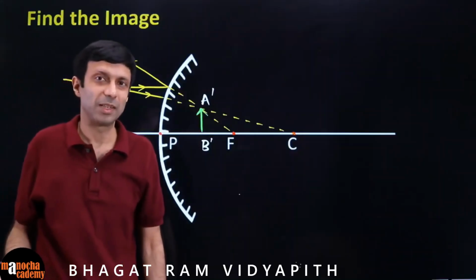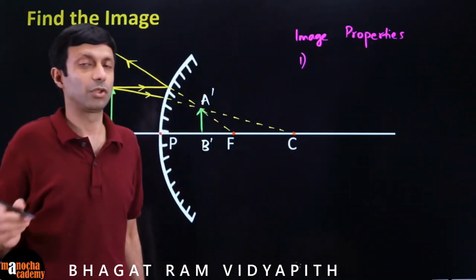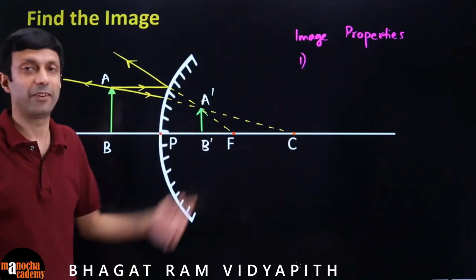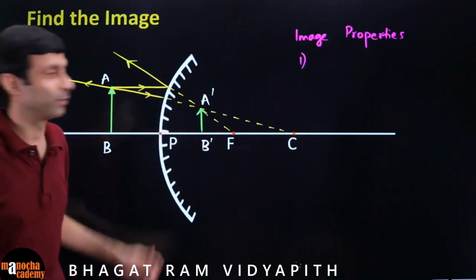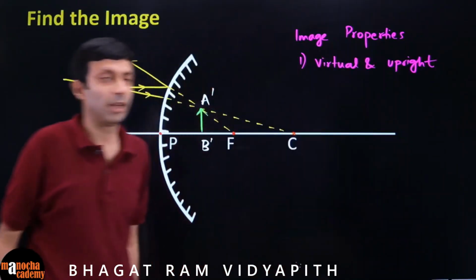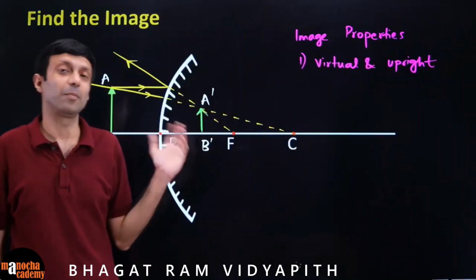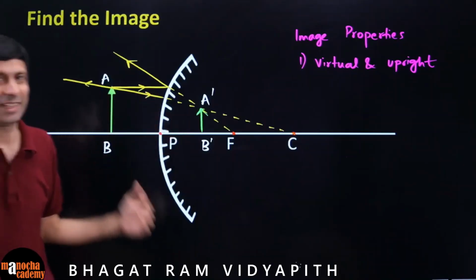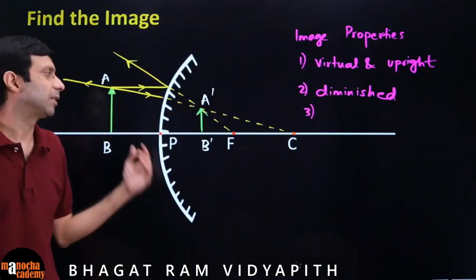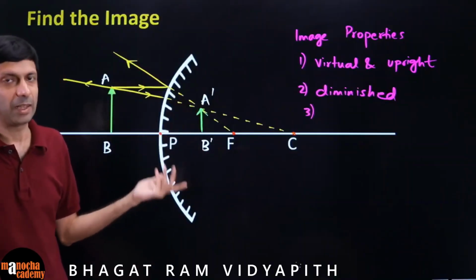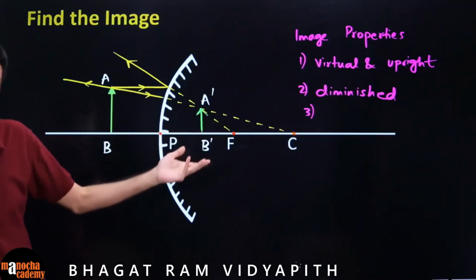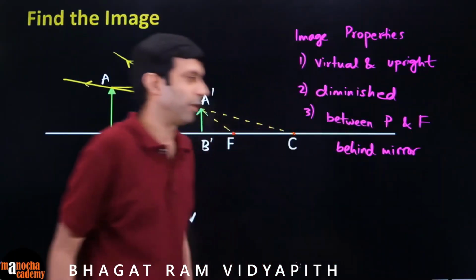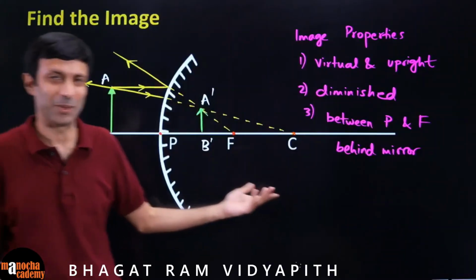So what are going to be the properties of this image? Always first question, real or virtual, and similarly erect or inverted. Clearly you can see it's a virtual image formed by retracing, and obviously it is upright also. So virtual and upright, or virtual and erect. Similarly, is it magnified or diminished? We know convex mirror always forms diminished, and as you can see it is smaller in size. And how about the position? You can simply say between P and F, or you can say behind the mirror. So here, since it's located between P and F, let's write that down. So between P and F and behind the mirror, there you can see.